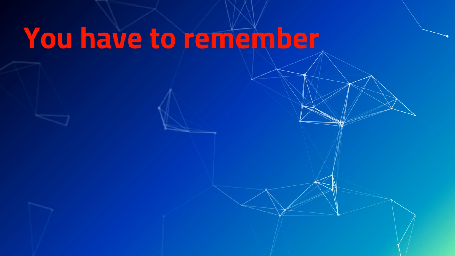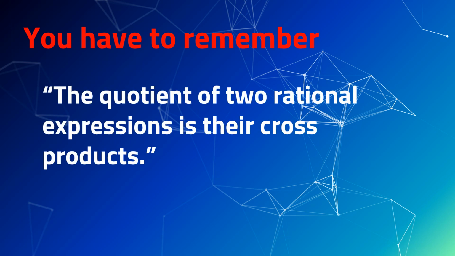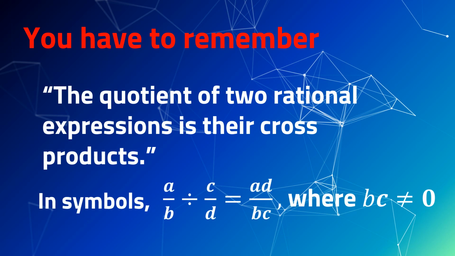Okay, so that's it. In dividing rational algebraic expressions, you have to be reminded of this one. The quotient of two rational expressions is actually their cross products. In symbols, that is a over b divided by c over d. The quotient of that is their cross products, which is ad over bc, wherein bc should not be equal to 0. But since we can cancel terms here, the values here are lesser compared to the expected one.